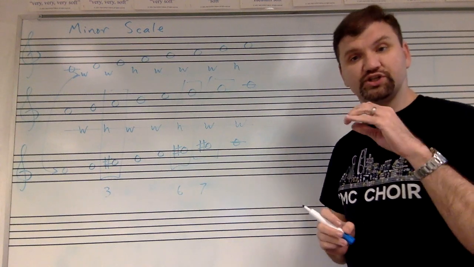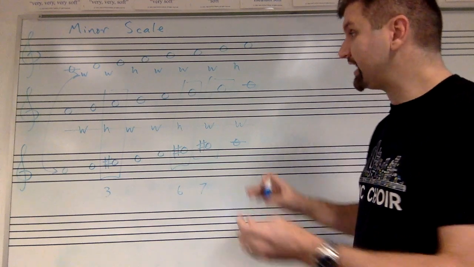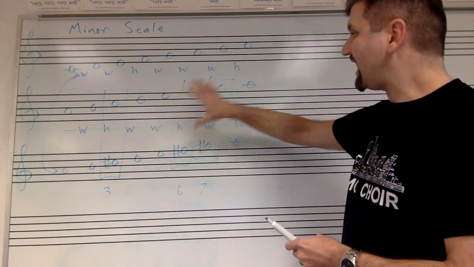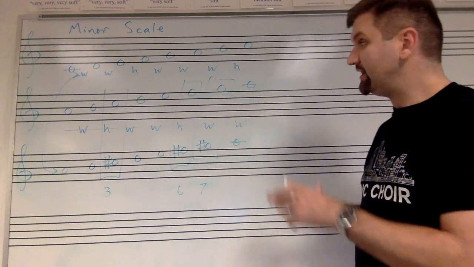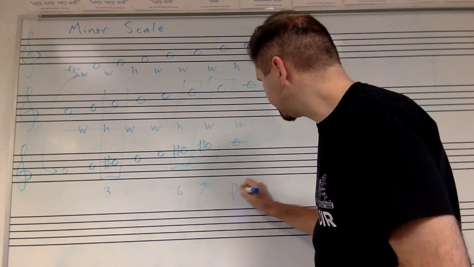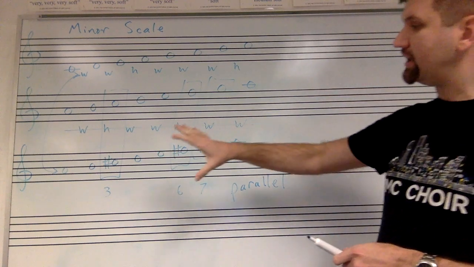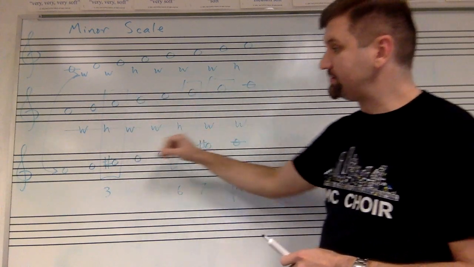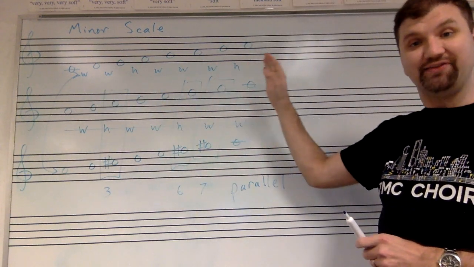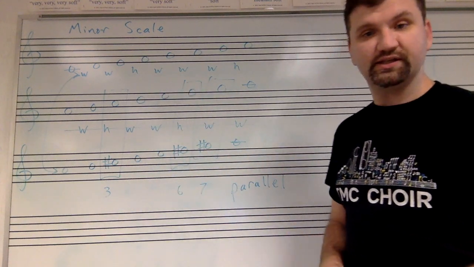Before, we looked at scales that shared all of the same pitches, but were in a different order, a different starting note. Now we're looking at scales that start on the same note, but have some different pitches in them. These scales are called parallel scales. Parallel scales start and end on the same pitch as each other. So in this case, both scales go A, B, C, D, E, F, G, A. But this has sharps on some, and that one doesn't.